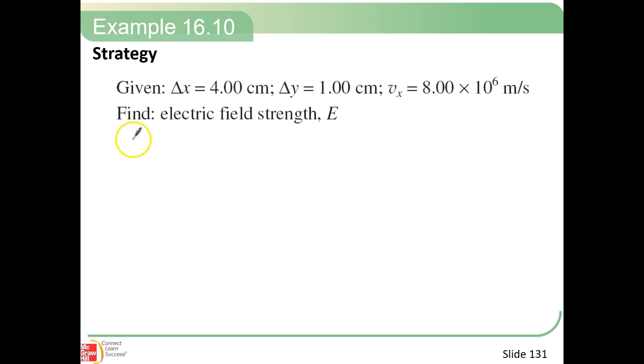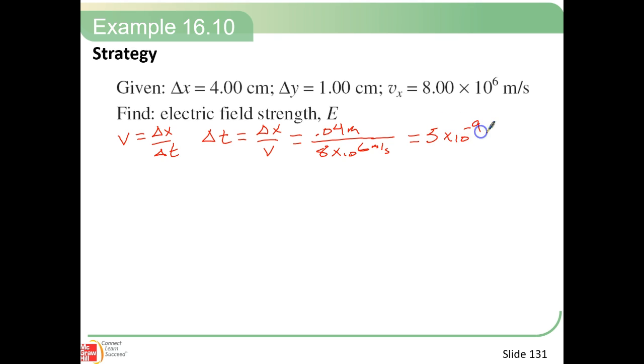So first thing we probably need to do is figure out how long it takes for it to travel. So we know velocity is equal to the change in position over the change in time. And so our time that it takes is equal to the change in position over our velocity. Change in position, we need to do this in meters, so this is going to be 0.04 meters divided by the speed, which was 8 times 10 to the 6th meters per second. We divide the two, the meters cross off, and the seconds comes up top. So we end up with 5 times 10 to the negative 9th seconds. So this happens very quickly as it goes through.